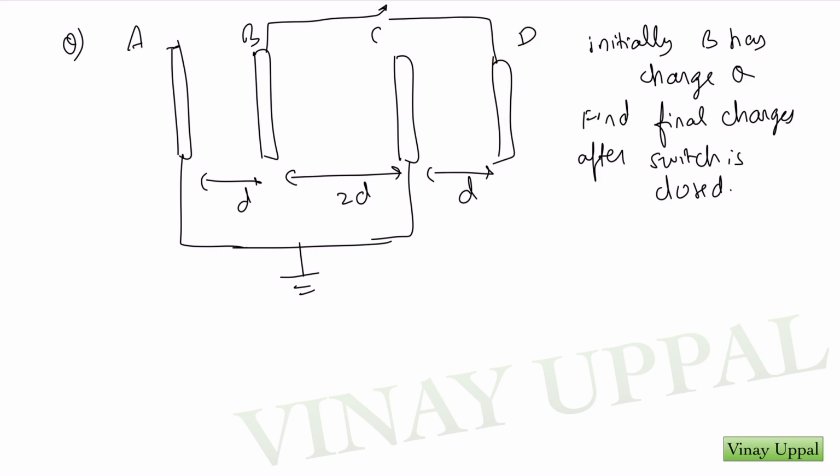So give it a try, then you can take a look at my solution. Alright, now once the switch has been closed and we know that A and C are earthed, I'll have 0 charge on the outer surface of the outermost plates.